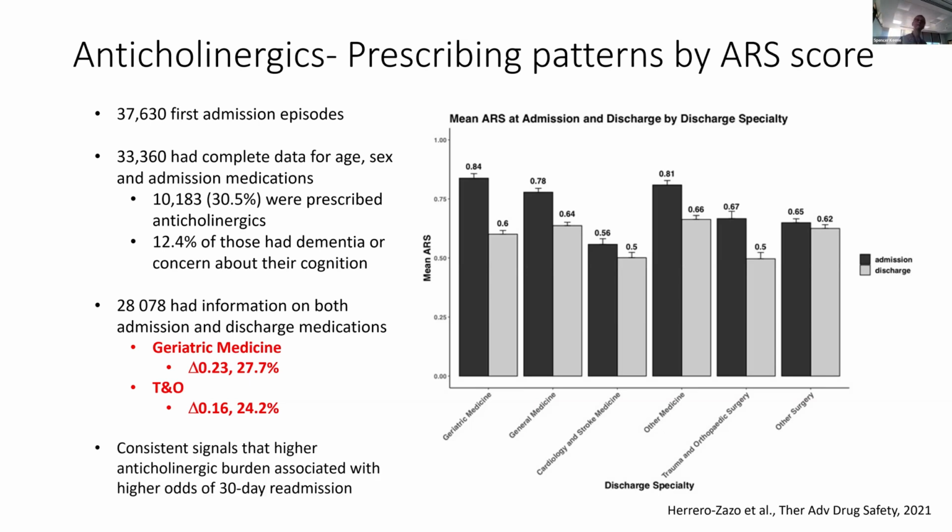We also found consistent links between higher anticholinergic burden and higher odds of 30-day readmission, which is consistent with what we know in wider evidence, that around 6 to 10% of all admission episodes are precipitated by some kind of adverse drug reaction, and that rises to nearly 1 in 5 of unplanned readmissions following a hospital discharge.